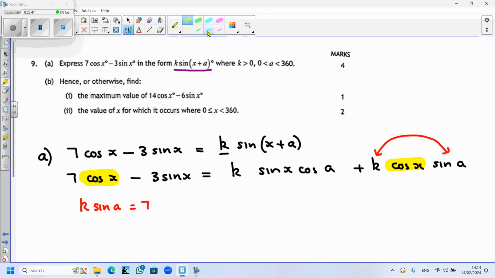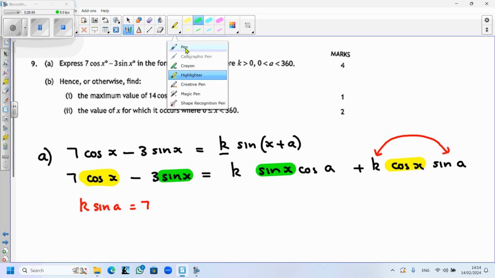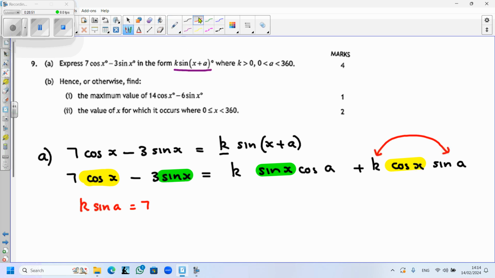We do the same with the next term, which is our sine x. There it's there. We find it in this side. So we compare both of them. They've got to be the same. So we've got minus 3 on that side, and on this side we've got k cos A. So k cos A is equal to, and don't forget your minus signs, is equal to minus 3.